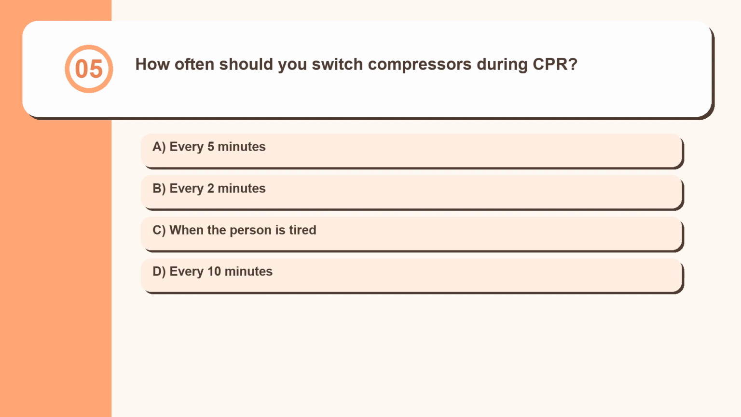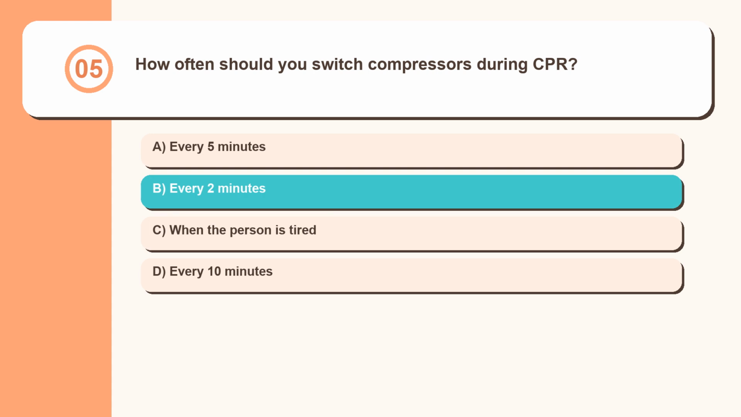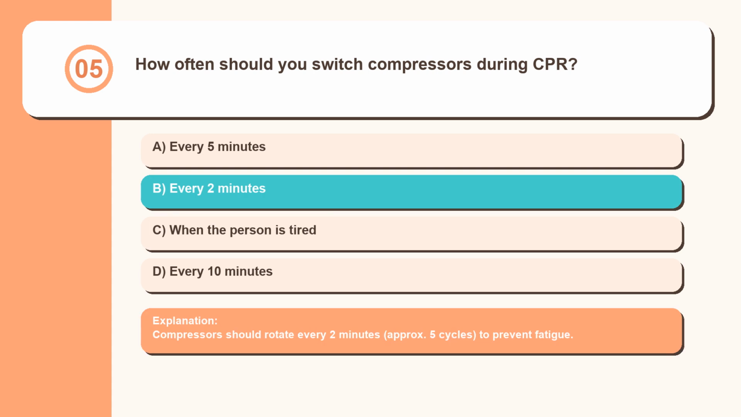Question 5. How often should you switch compressors during CPR? Every 5 minutes. Every 2 minutes. When the person is tired. Every 10 minutes. Compressors should rotate every 2 minutes, approximately 5 cycles, to prevent fatigue.